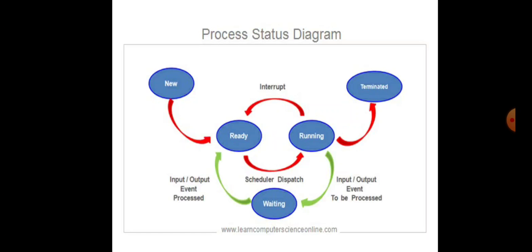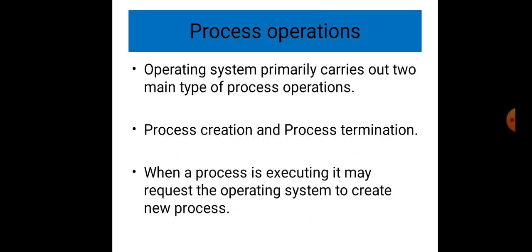The states are new state, ready state, running state and terminated state. The process coming to the waiting state means it needs to perform some IO operations. After completion of the IO operation, the process goes to the ready state, the CPU allocates and it goes to the running state, and finally it gets terminated. These are the states present in a process.